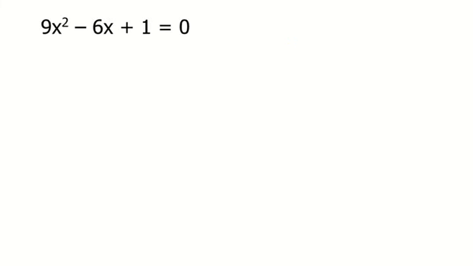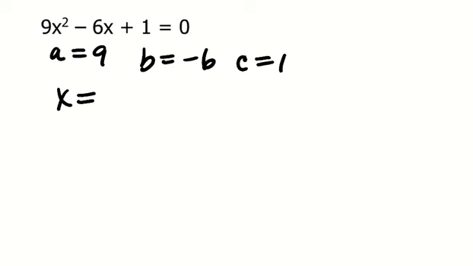All right, another one. And this one I'm going to go through a little quicker. A equals 9, b is negative 6, c equals 1. Write it every time.